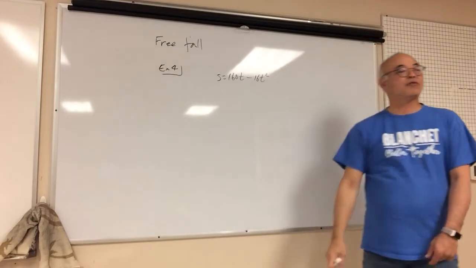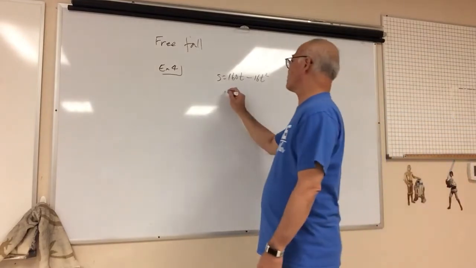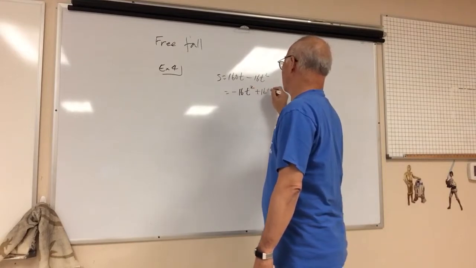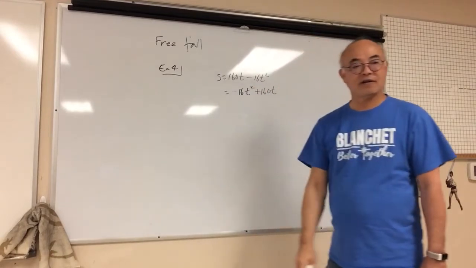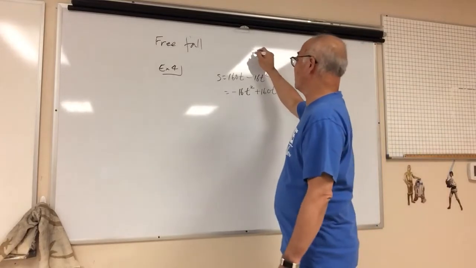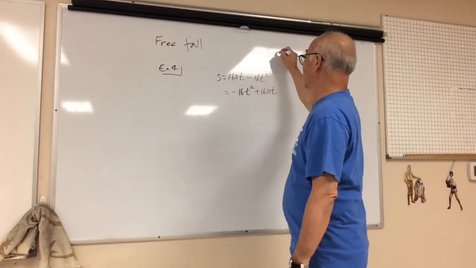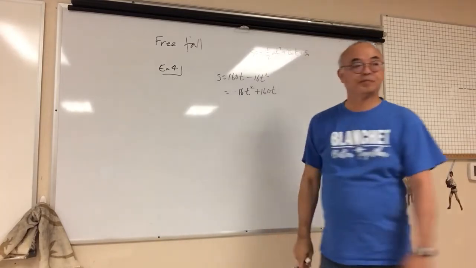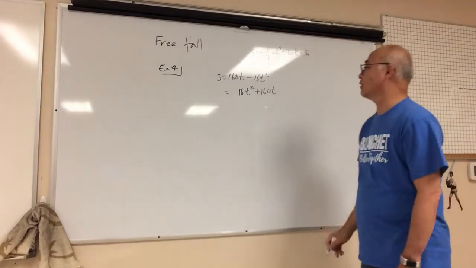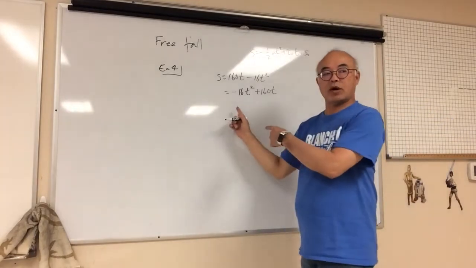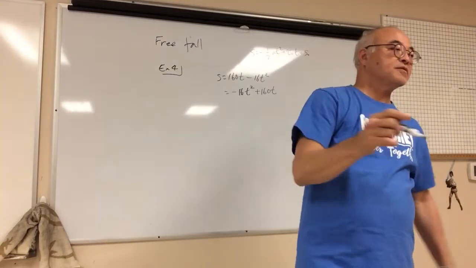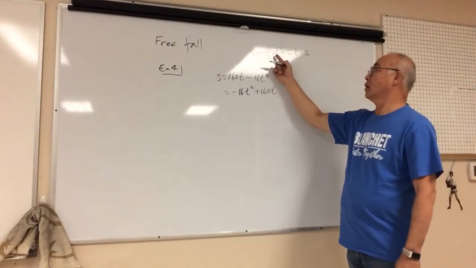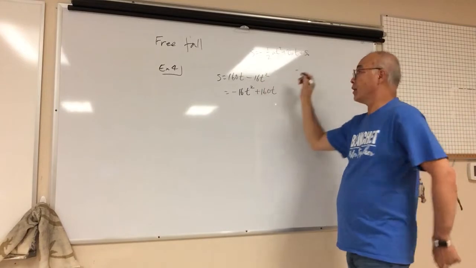If you rewrite this, and now we're comparing this to negative 1/2 g t squared, right? Which means the negative 16 came from where? Acceleration. So the acceleration is negative 32.